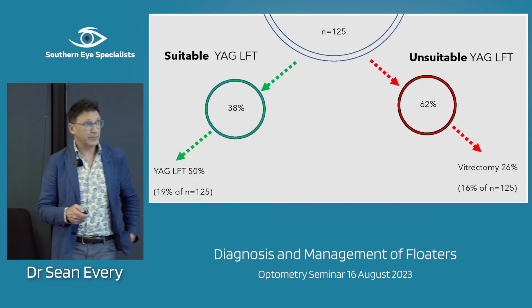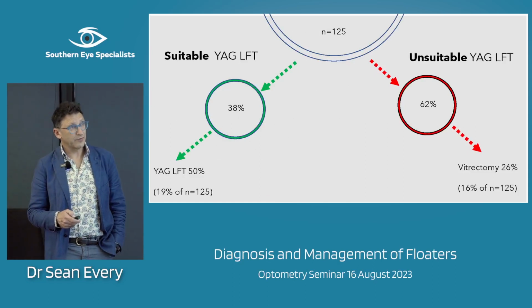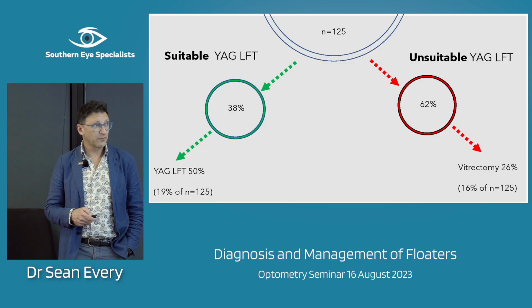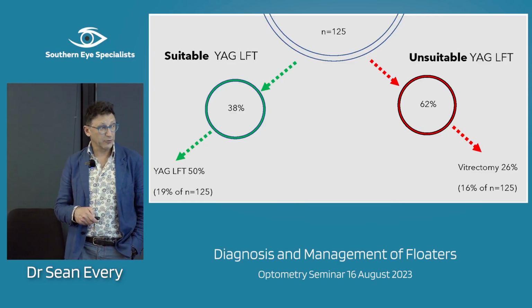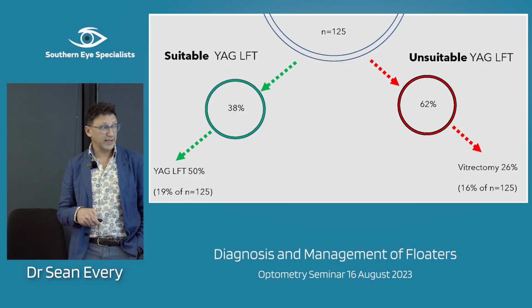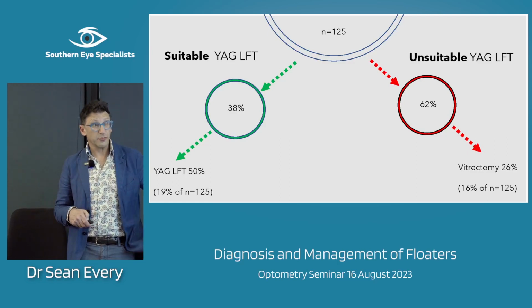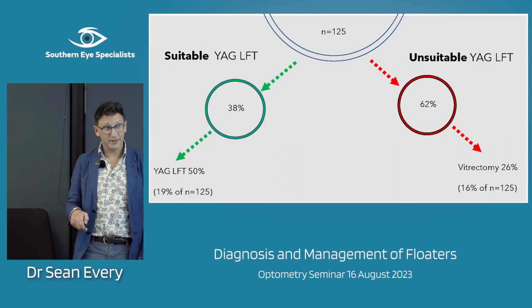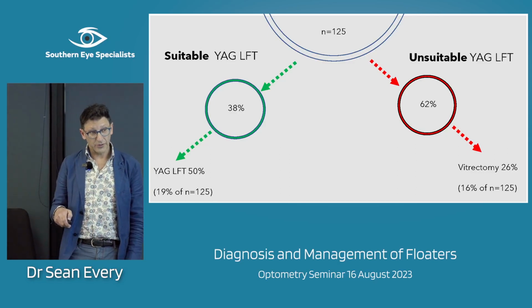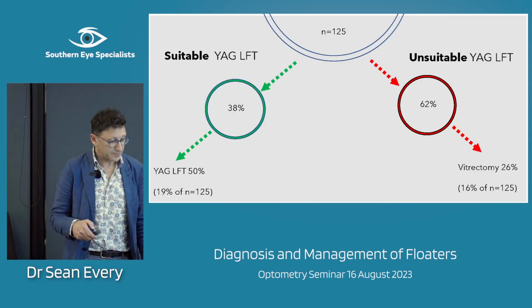So if we look back, I started with 125 people in the group, 40% of them I thought were suitable, and out of that group, 50% of them went on to have a YAG. So out of the original group, 19% went to have a YAG, and 16% of the original group went on to have vitrectomy.